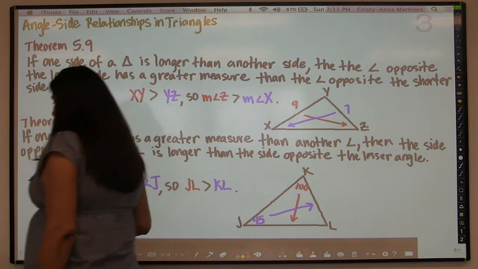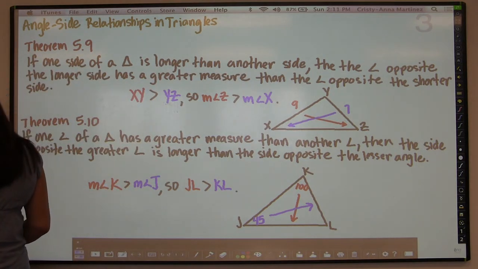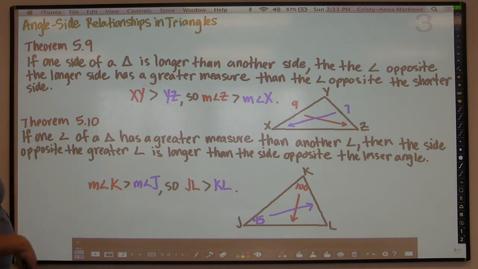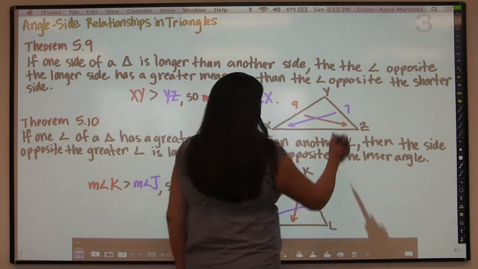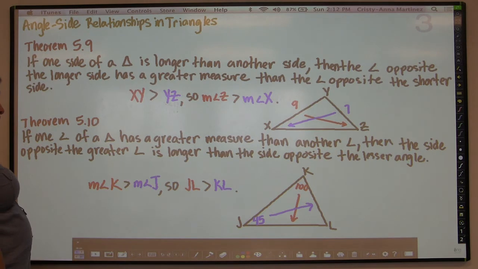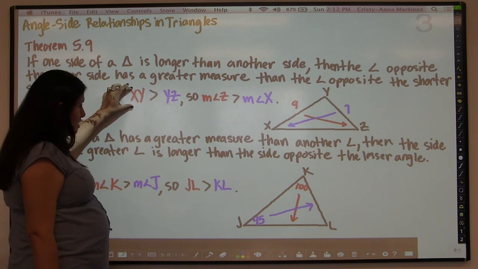Basically, the triangle exterior angle inequality gives us these two theorems here. They don't have special names, so you have to write them out. There are easier ways of writing them out, but I'm going to go ahead and show you what they mean. Basically, it says if one side of a triangle is longer than another side, then the angle opposite the longer side has a greater measure than the angle opposite the shorter side. So in a nutshell, this might make more sense to you.